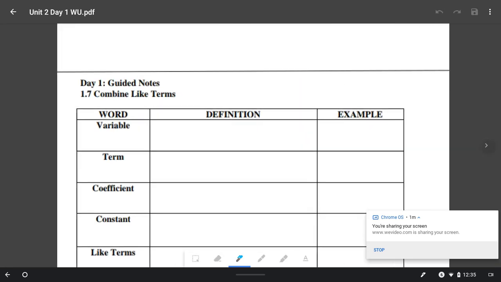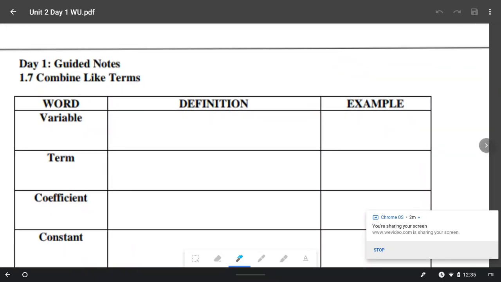All right, here we go. So we just did variable. We said that's a letter. And then we have a term. And a term is a part of an expression, and they are separated by plus or minus signs.